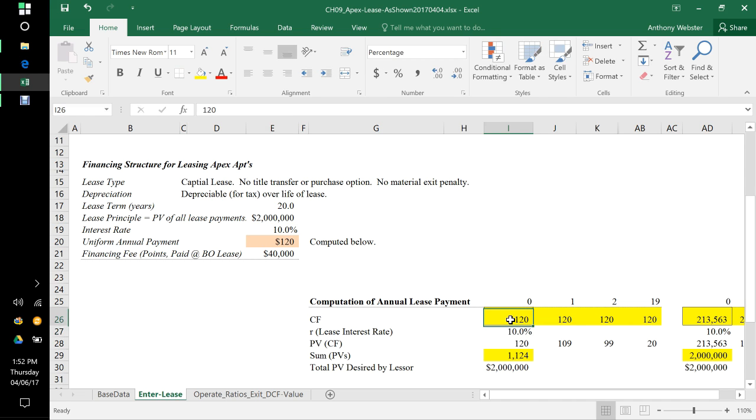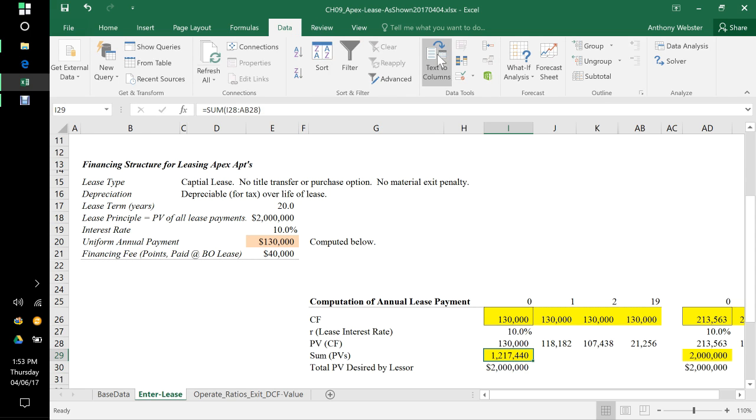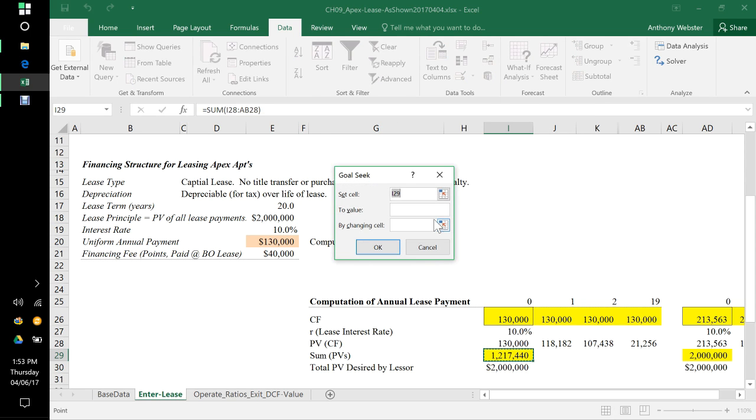Again here, as usual, I can keep trying to guess this until I get the present value at 10% to be equal to 2 million, but I'm too lazy to do that, and that takes too long for me. So I'm going to go to Data, What-If Analysis, Goal Seek as usual. So I want to set that PV to $2 million.